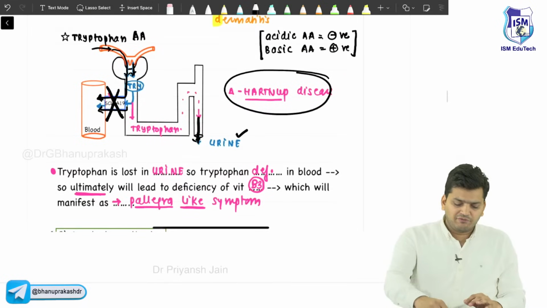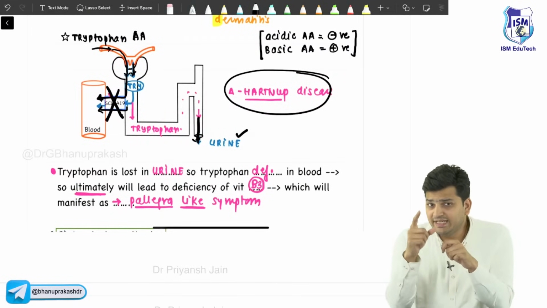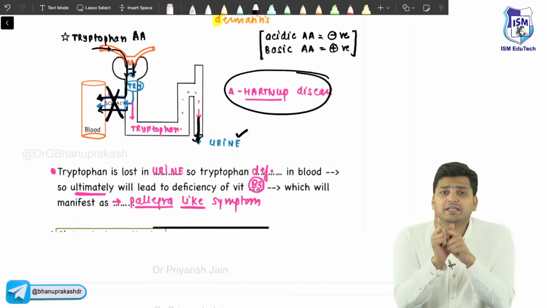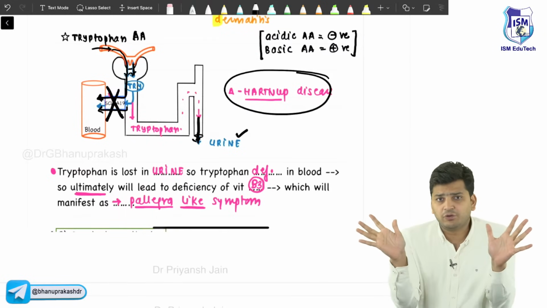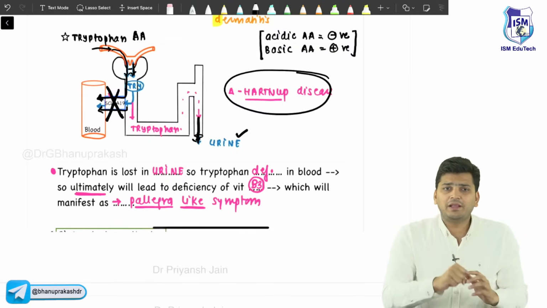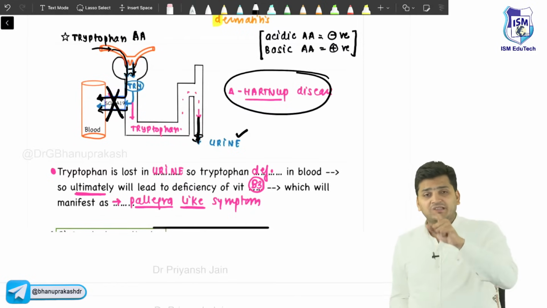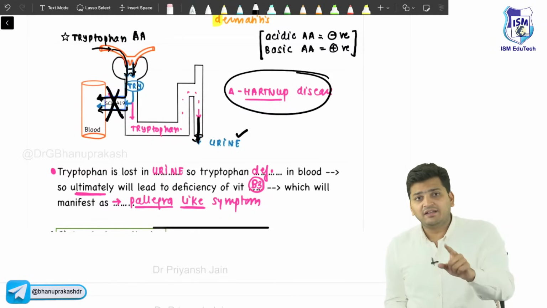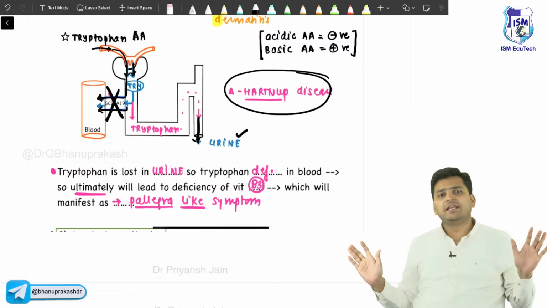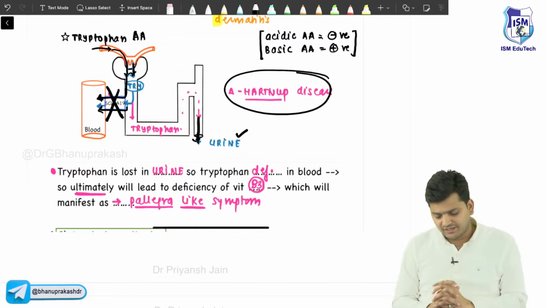So this is all about tryptophan. Before moving forward, let's just recap about tryptophan. From tryptophan, we make niacin. What is the name of the pathway? Kynurenine pathway. If there is deficiency of vitamin B3, pellagra. What is the first symptom of pellagra? Diarrhea. Then dermatitis. Then dementia. And if the tryptophan is lost in the urine, and because of that, the niacin deficiency happens, that is called Hartnup disease. Done.